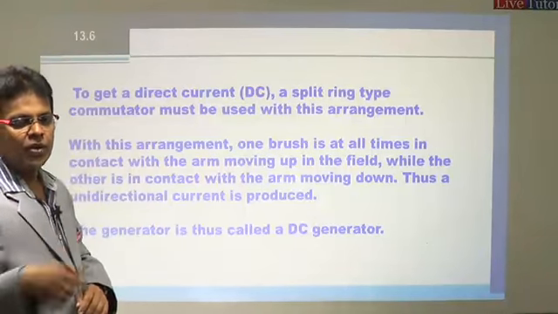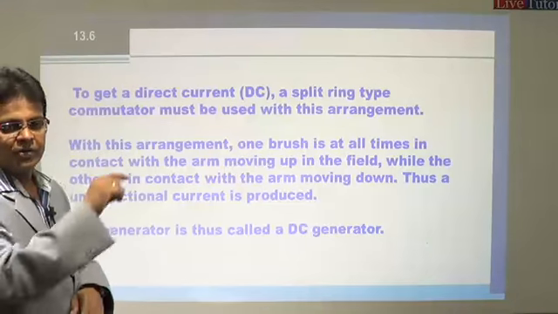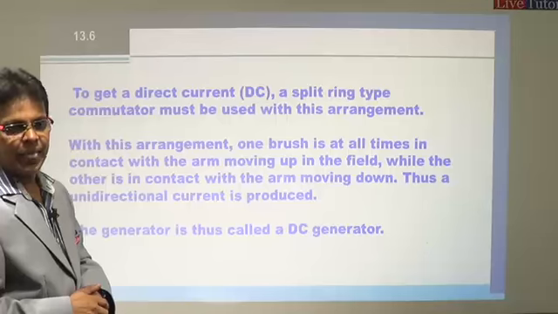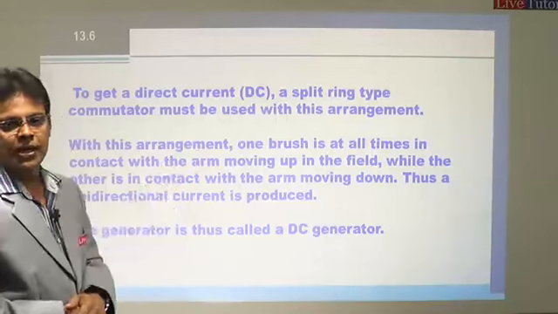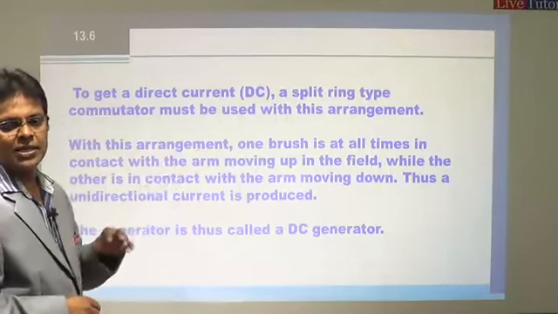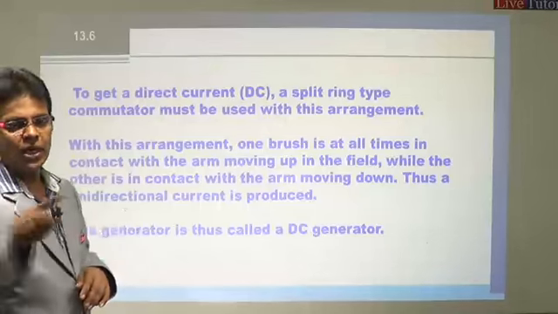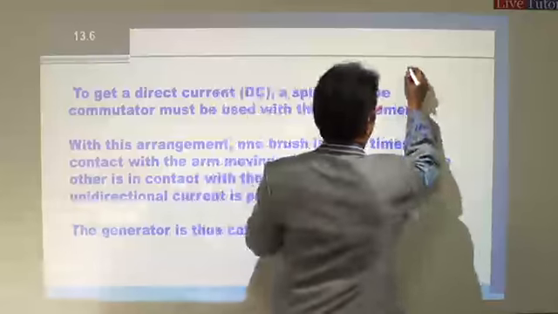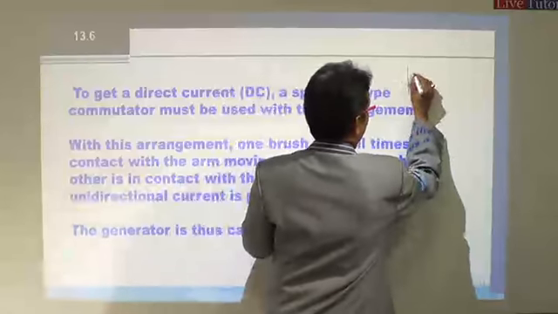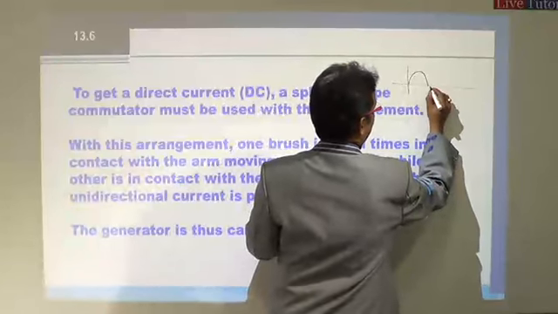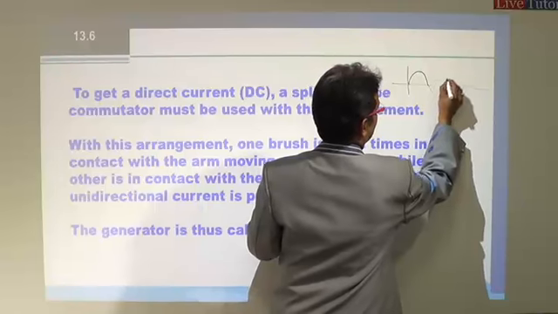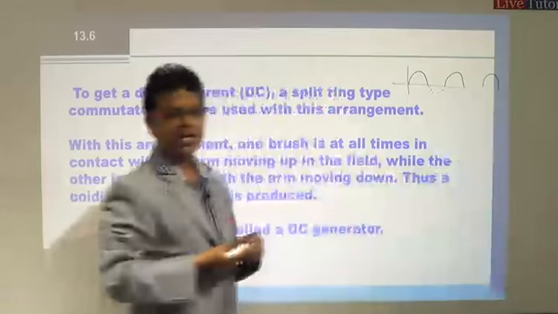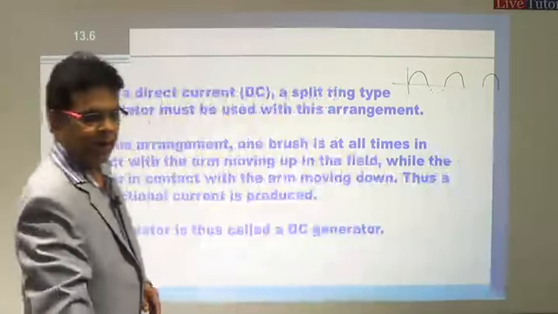That means it will not go to the negative part. We have seen the graph, where we got the current in the opposite direction. The direction is changing. When you are using the split rings, you will have only unidirectional current. Only in one direction the current will be there. That means it will be like this. You can see that the current will be like this only. This part will not be there. So you have only unidirectional current.